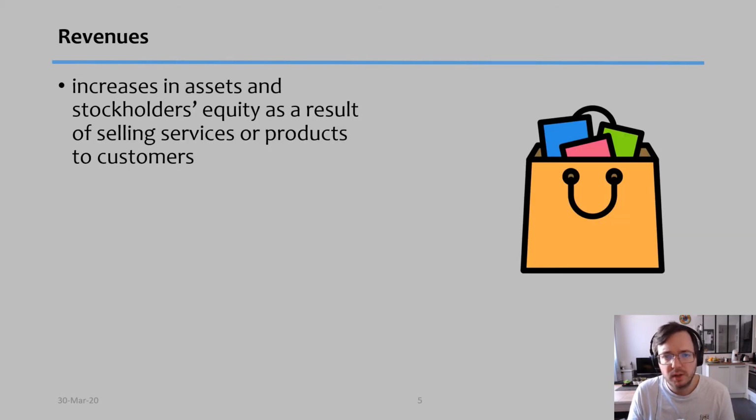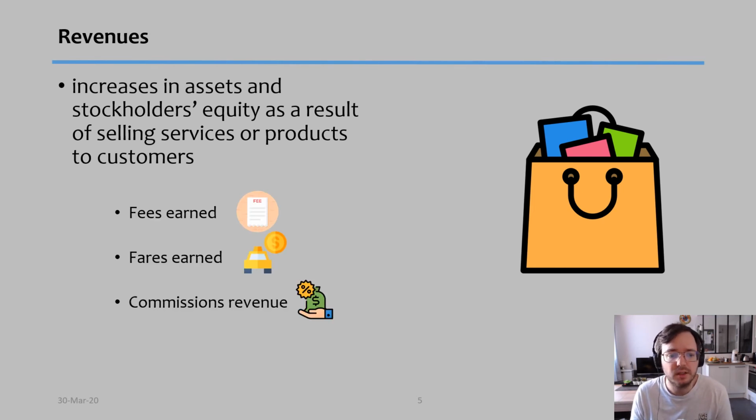The fourth category is revenues. Revenues are basically increases of assets and stockholders' equity that result from selling services or products to customers. In other words, revenues are basically money that you make from selling something to a client or to another business, for example. And here we have things like fees earned or fares earned or commission revenues, for example. There's also, for example, rent revenue if you rent a space to another business or to an individual. But this is always money that comes from selling or renting stuff.